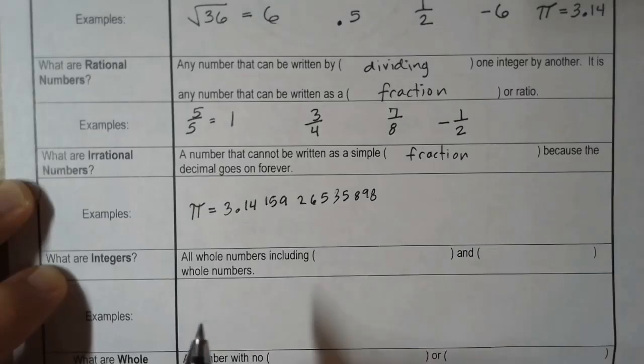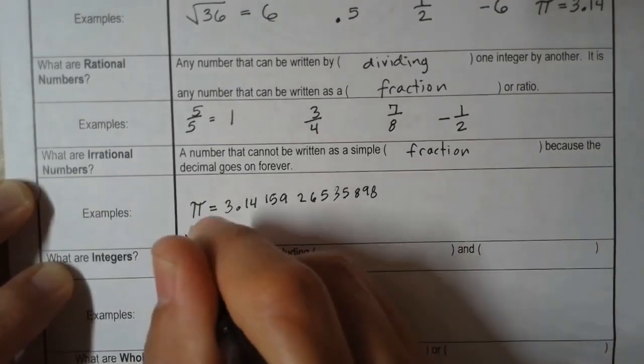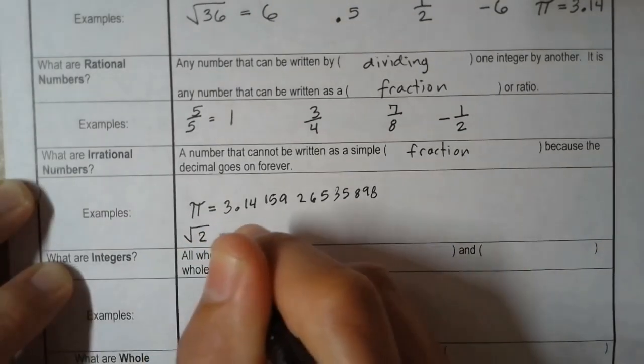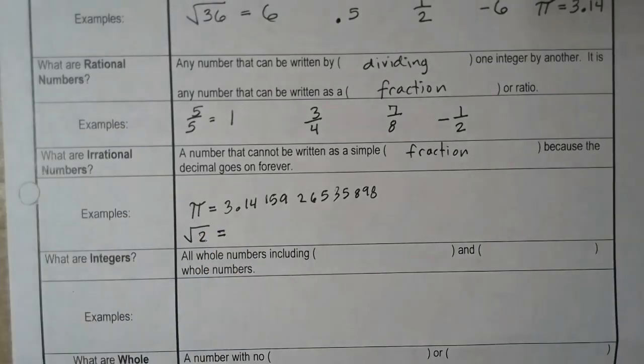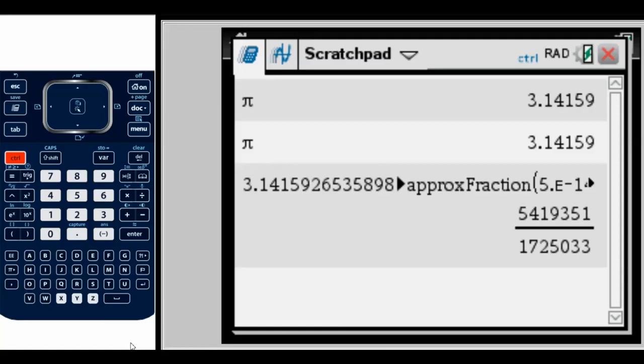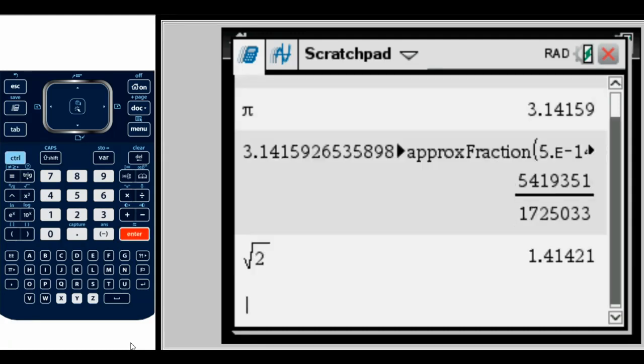Let me give you another common irrational number that I see all the time. The square root of 2. If we do the square root of 2, let's go ahead and put that in our calculator and see what it looks like. Hit Control and then hit the x squared button, and it gives me my radical sign, and I can put a 2 in there and hit enter, and notice it gives me a long strand again. When I see that long strand, then I know that it is going to be irrational.